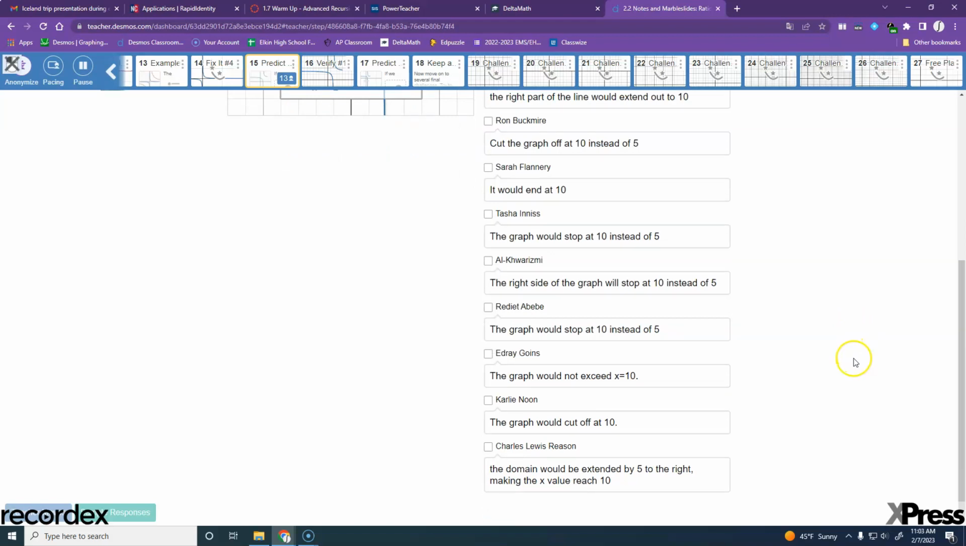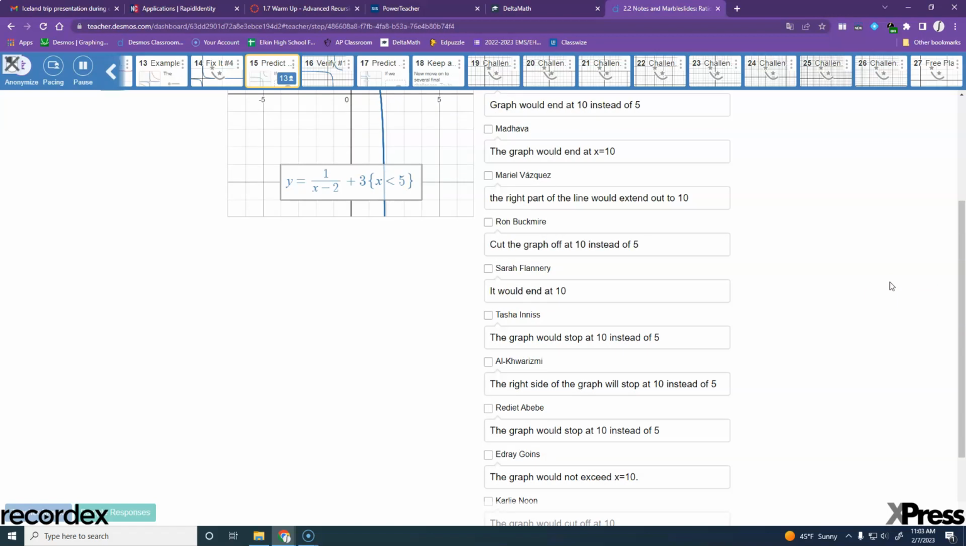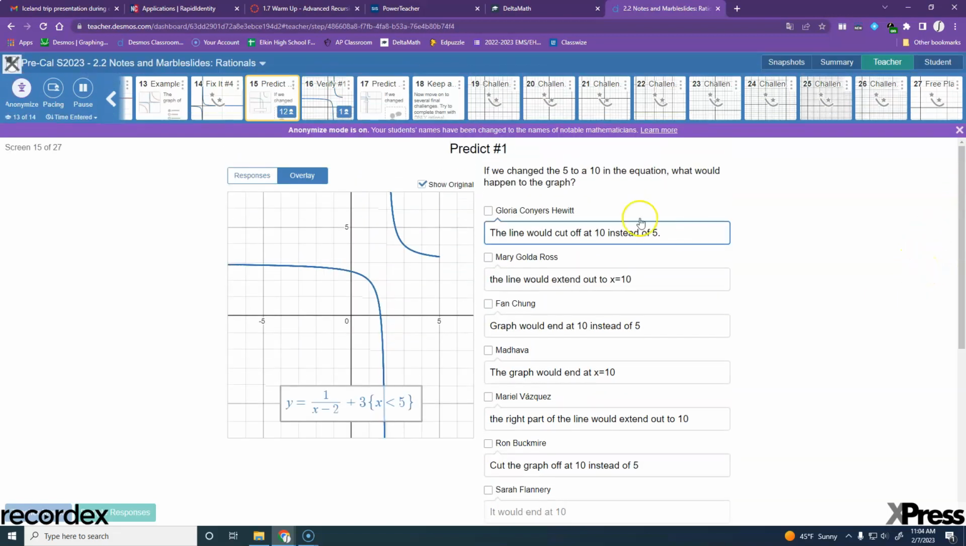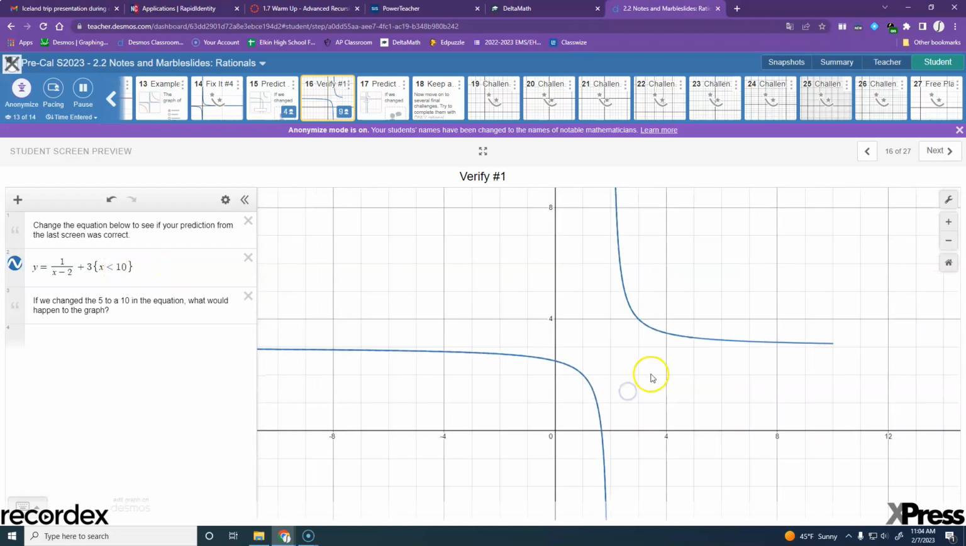I like Charles Lewis' reason down here. He's using some fancy math words. The domain would be extended by 5 to the right, making the x value reach 10. So you didn't necessarily have to use the word domain, but that's what you're doing. You're extending that domain for the graph. So it looks like everybody's pretty much on the same page there. We said it a lot of different ways, but we're on the same page. All right, so it asks us on the next slide just to verify that that does in fact happen. So if you change it to 10, zoom out, you can see, yes, it does extend over there to 10. So that's all they want you to do on that one.